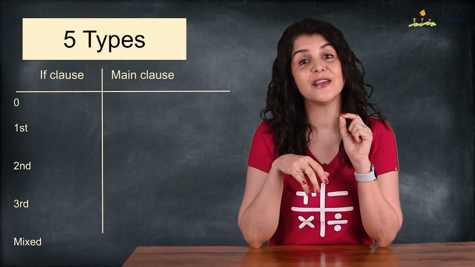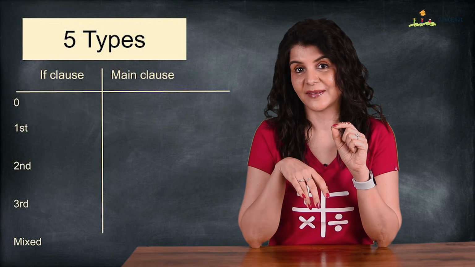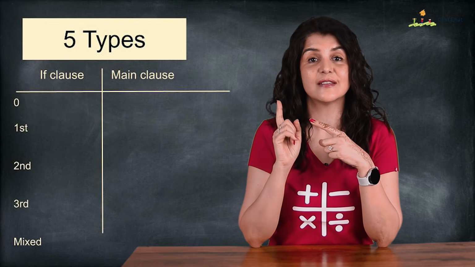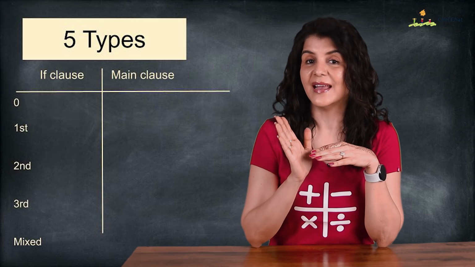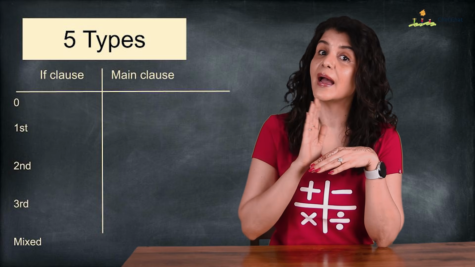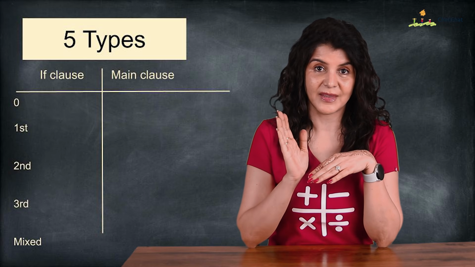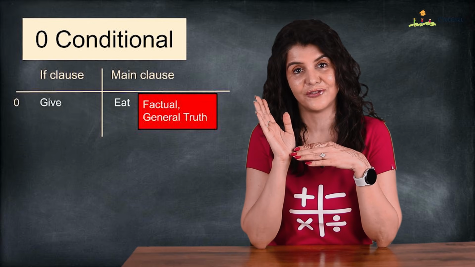Now, there are 5 types of conditional sentences. Zero conditional, first, second, third, and the mixed conditionals. And we're going to look at each one of them and the differences between them. Let's talk about the zero conditional.